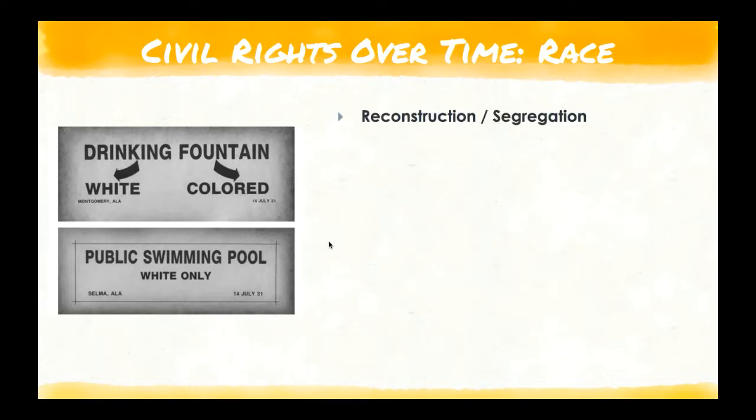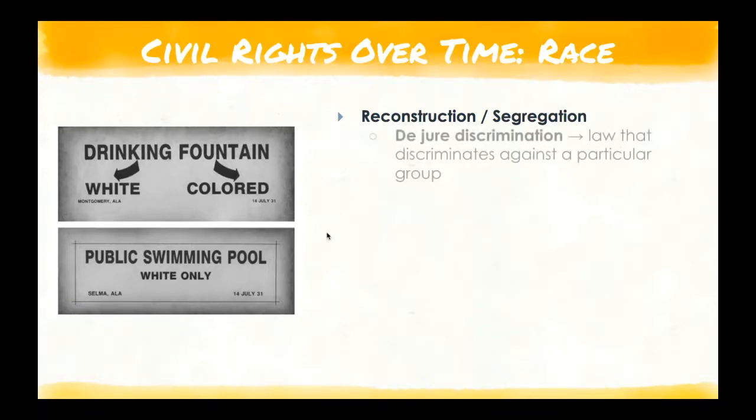So let's talk about the period of time specifically in the South after the end of the Civil War, during Reconstruction and segregation. Now, there is a term that is very important for us to know, and that is de jure discrimination. And we're going to compare this with de facto discrimination later in these notes. But de jure discrimination basically means that a law is in existence that discriminates against a particular group. It is institutionalized through law and policy.